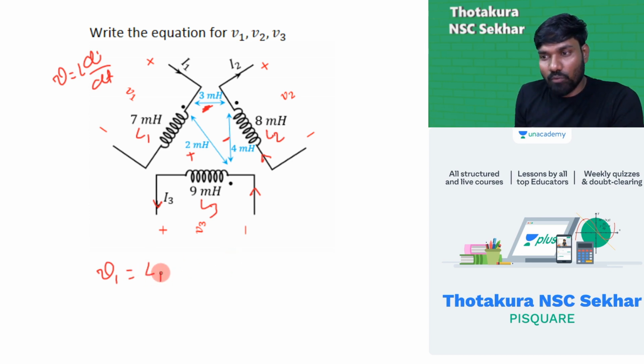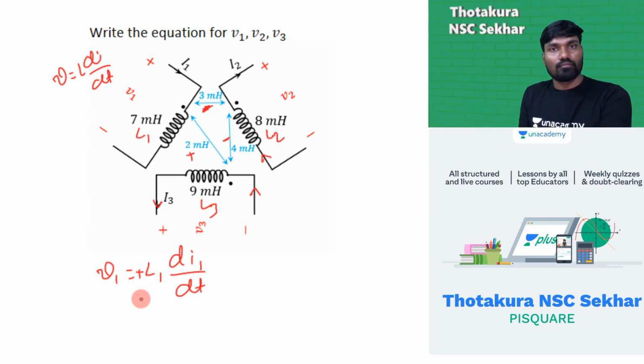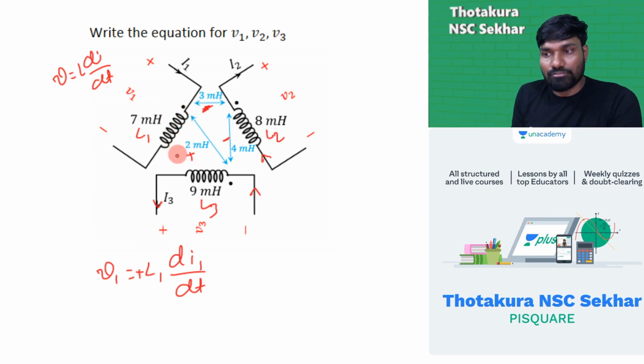V1 is equal to L1 into dI1 by dt. Current entering is positive, right? So self-induced EMF is positive. Now for the mutual induced EMF, you need to look at the polarity. I'm talking about this mutual, this one is negative, so put negative here. So what is the negative mutual induced EMF? This is M12. Otherwise we would have to take M12, M23 and a lot of things. With 7 milli, I'll take all the milli outside. That's better, I think.